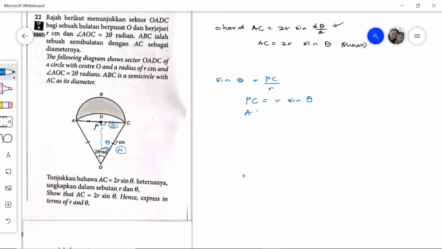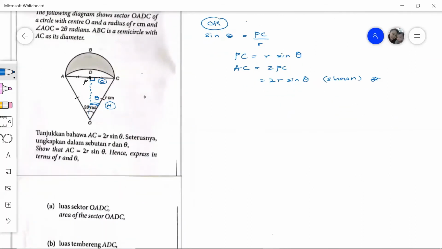To find AC, it is double of PC, twice PC. So let's replace the PC with R sine theta. We have just shown that AC is 2R sine theta. So this is the alternative. All right. Now, next, we have to express in terms of R and theta.